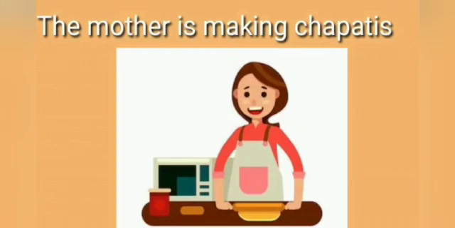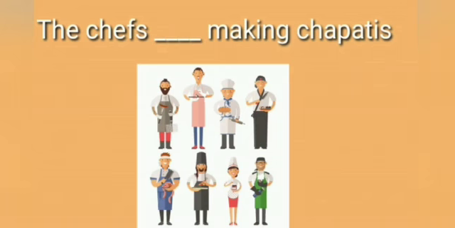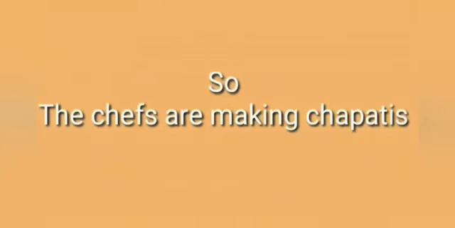What is mother making? Chapatis. So mother is one. That's why we wrote is. We didn't write are. But if in place of mother we have the shapes dash making chapatis, then what will we write? We will write are, because shape means one, shapes means more than one. So more than one shapes are making chapatis. Then we will write are. The shapes are making chapatis.